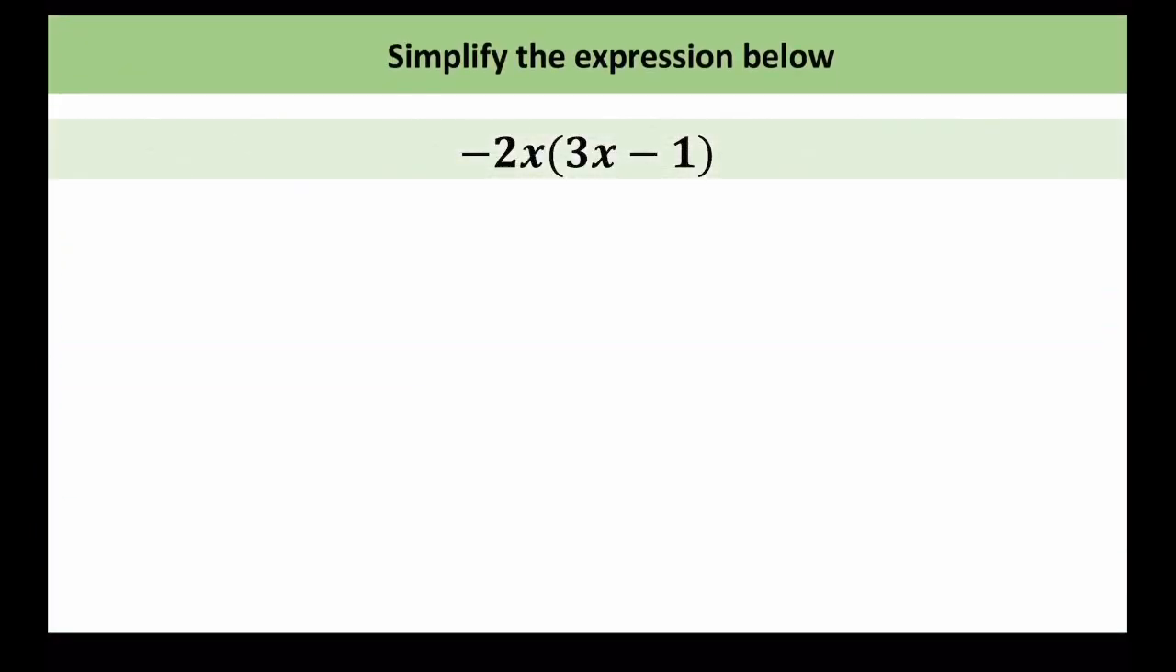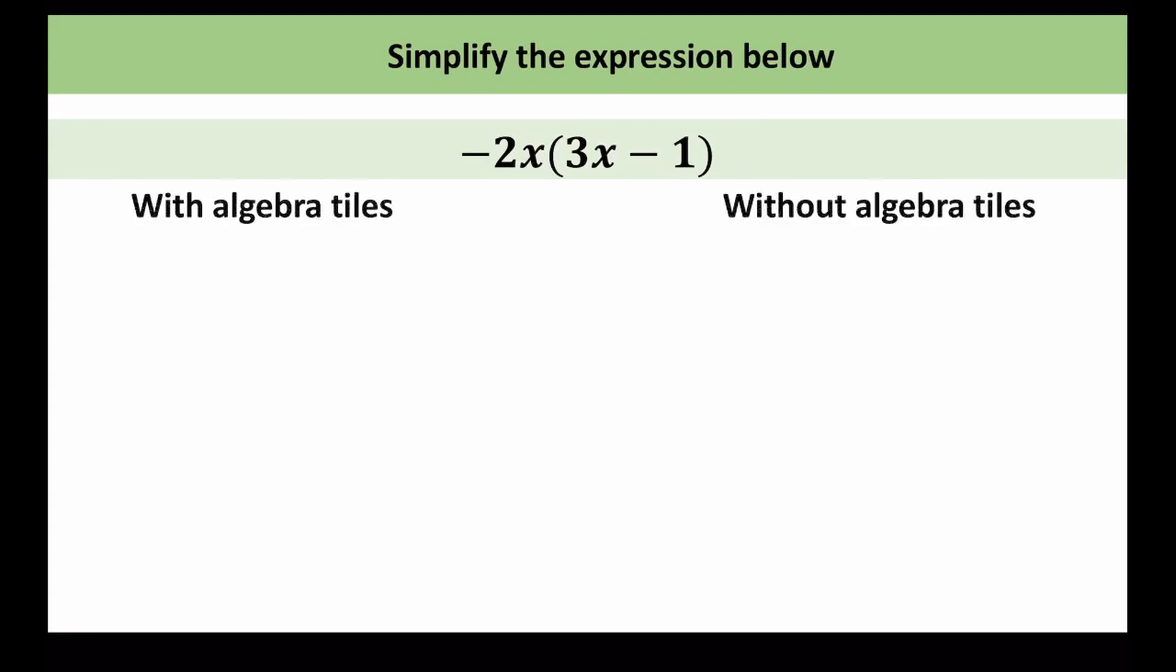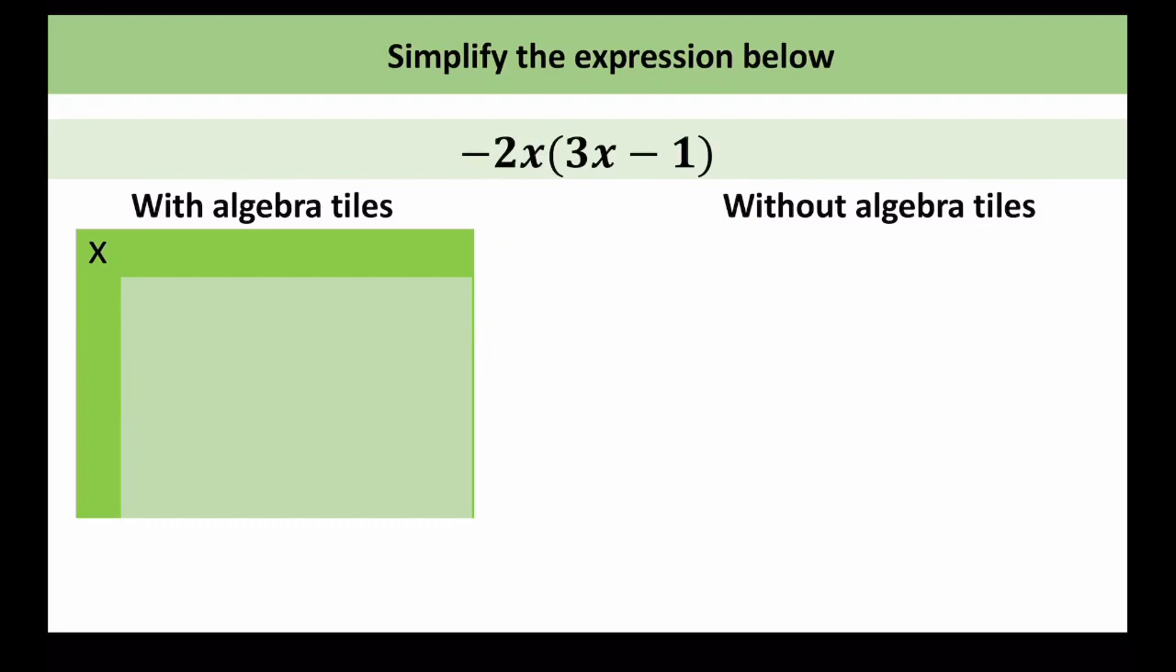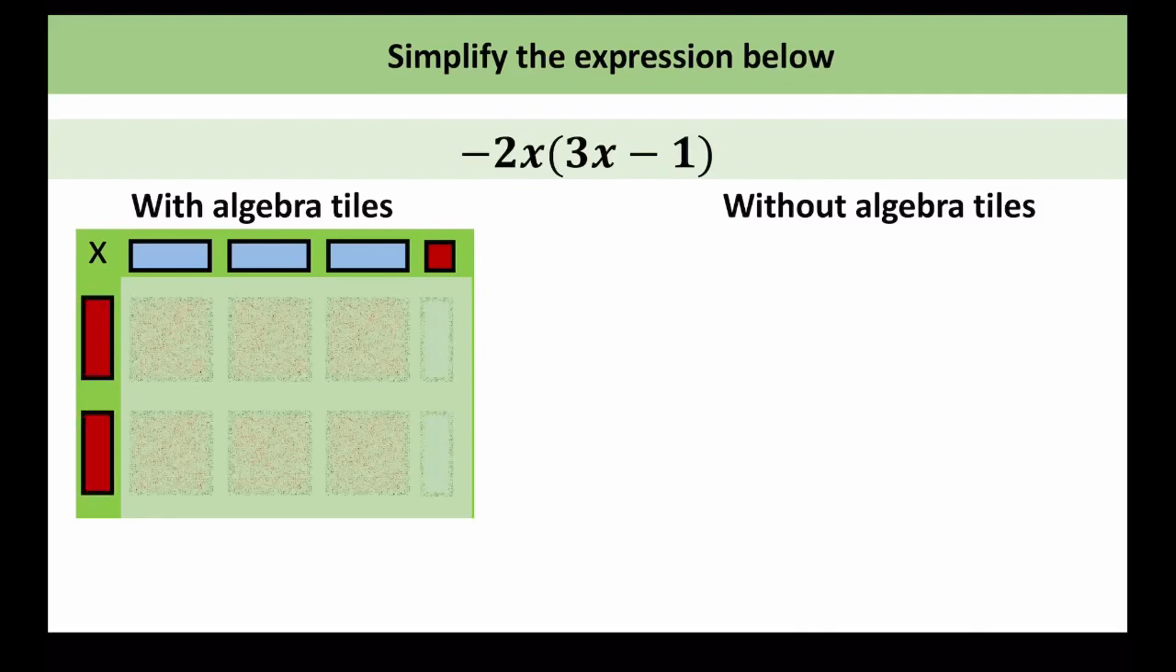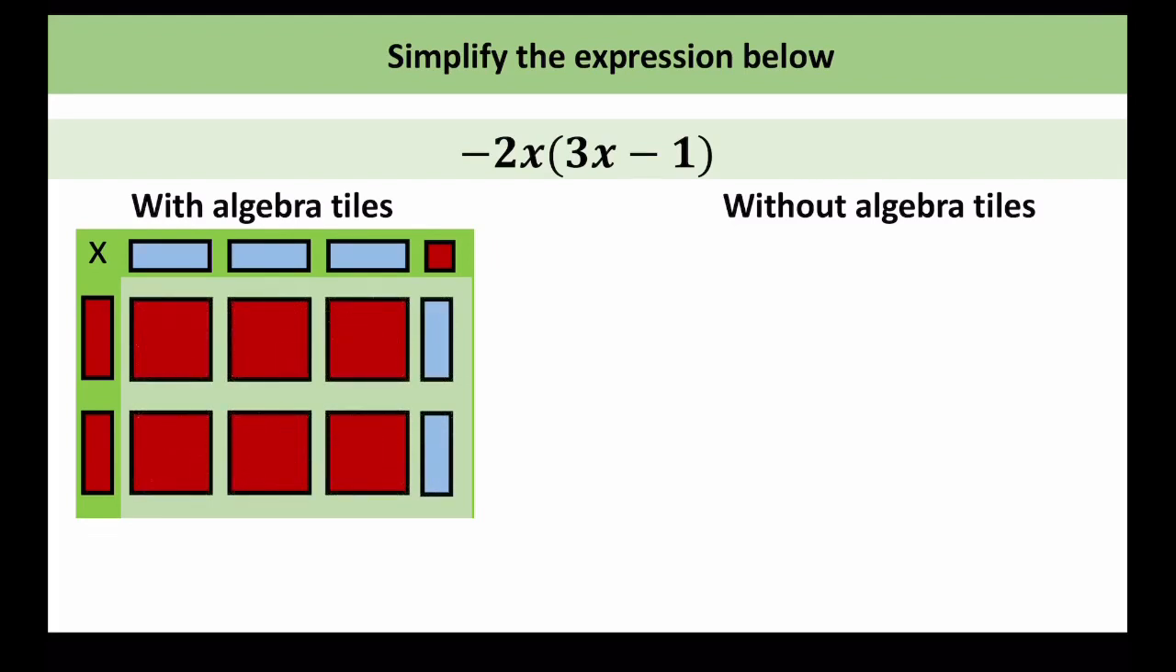Simplify the expression below. So on this page here, I'm going to show you how to solve it with algebra tiles and without algebra tiles. So with algebra tiles, we have our 3x minus 1. We have our negative 2x. Hope you got something similar. Now without algebra tiles, if this is true, we should get negative 6x squared plus 2x.